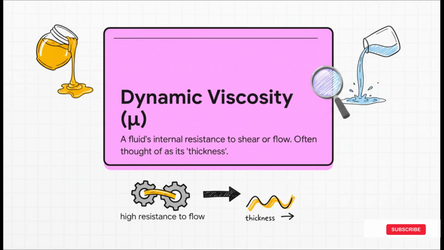Next up, and this is arguably one of the most important properties you'll ever deal with, is dynamic viscosity, or mu. This is a big one. It's a measure of a fluid's internal friction, its resistance to flowing. The easiest way to think about it is just as the thickness or stickiness of the fluid. Honey has a super high viscosity, water has a really low one. And always remember, this property is incredibly sensitive to temperature. Just think about how runny honey gets when you warm it up.